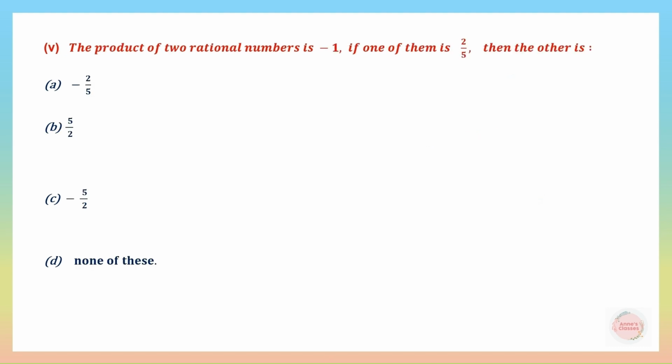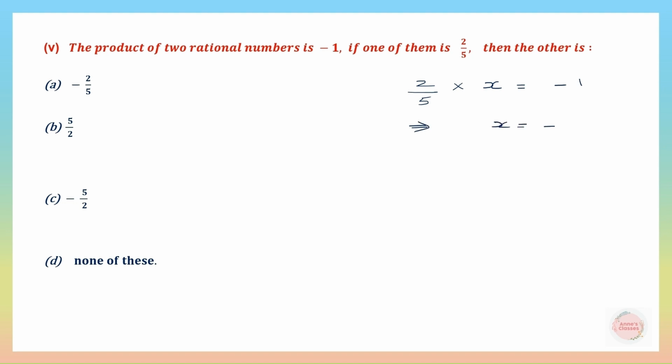Question 5. The product of two rational numbers is -1. If one of them is 2 by 5, what is the other? So the product means the answer when you multiply two numbers is this. One of them is given to us, we have to find the other. That means when you multiply 2 by 5 with another number, we don't know what that number is, so we're going to consider that to be x. Then the answer is -1. So now we're going to find the value of x.